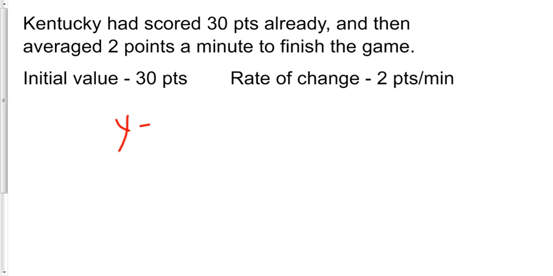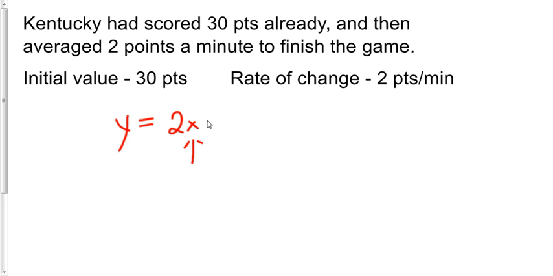Y is going to be my output. So with all of these equations, start with y equals. My rate of change is 2. So normally we would just say 2 times our input variable. In this case it's x, so 2 times x.